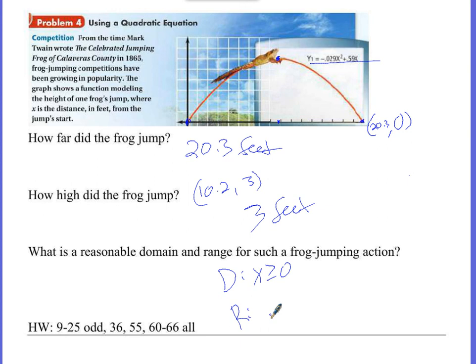The range will be all the y values that are getting graphed. If the frog's jumping, he's not going to go through the floor, right? So he can jump as high as he wants. Maybe he's on an asteroid in space and there's not much gravity there at all, and therefore he winds up jumping 22 miles. So the range is y values greater than or equal to 0 as well. Okay? In reality, the frog's not going to jump an infinite height. The frog's not going to jump an infinite distance. But this is what we're dealing with here.